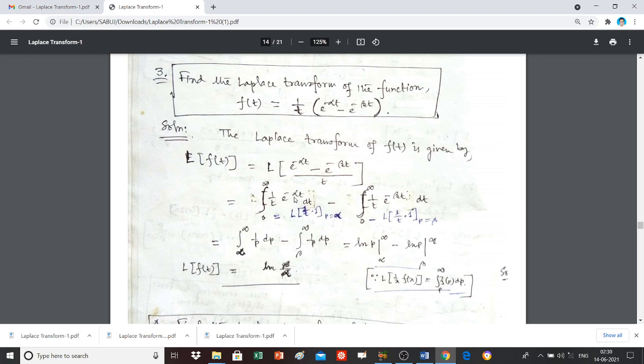So comparing that, you can easily understand that p is equal to alpha here. So the integral of 1 by t e to the minus alpha t dt can be written as the Laplace transform of 1 by t when p is equal to alpha. I am just multiplying here by a constant, or you can write it as 1. So the integral of 1 by t e to the minus alpha t dt is nothing but the Laplace transform of 1 by t at p is equal to alpha. Okay, I have multiplied here by 1.